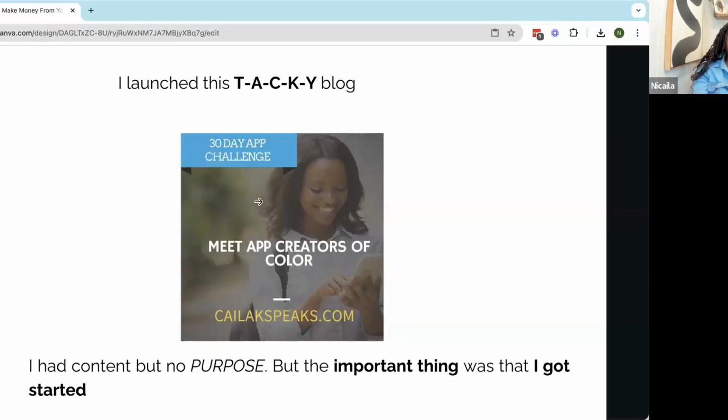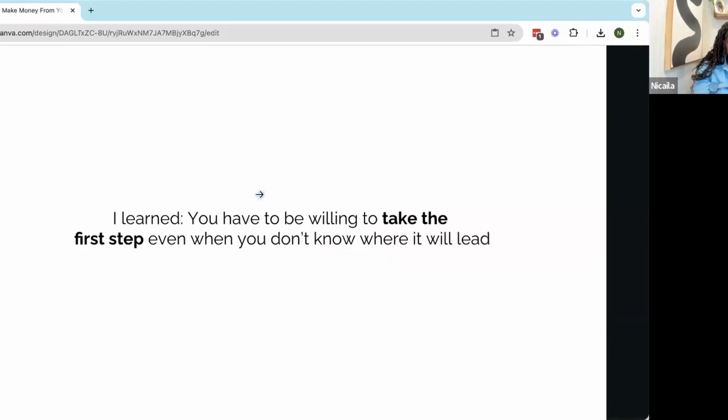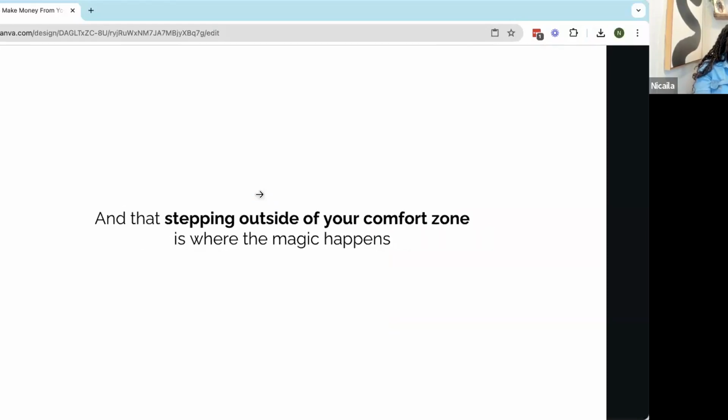All right. You have been given a vision. You've been given a message for a reason. Your job now is to follow the path until you get to the why and to the how. So thank you for being here, because it's part of that process. I learned you have to be willing to take the first step, even when you don't know where it will lead. And I also learned that stepping outside of your comfort zone is where the magic happens.